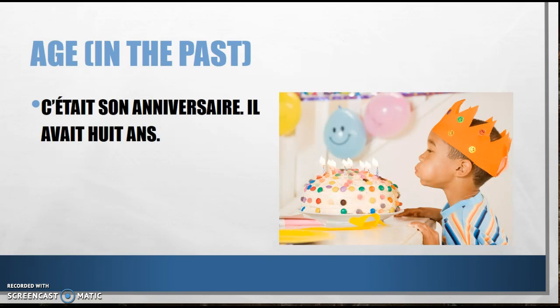When you're talking about your age in the past. So, c'était son anniversaire. Il avait 8 ans. It was his birthday. He was 8 years old. So, imagine you're looking back at a photo album and telling somebody, oh, that was my birthday. I was 10 years old then. You would use imparfait verbs for those.